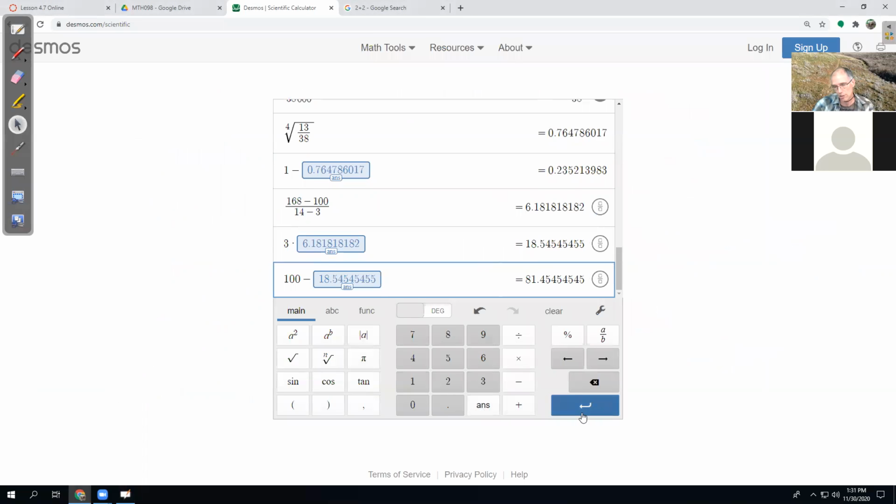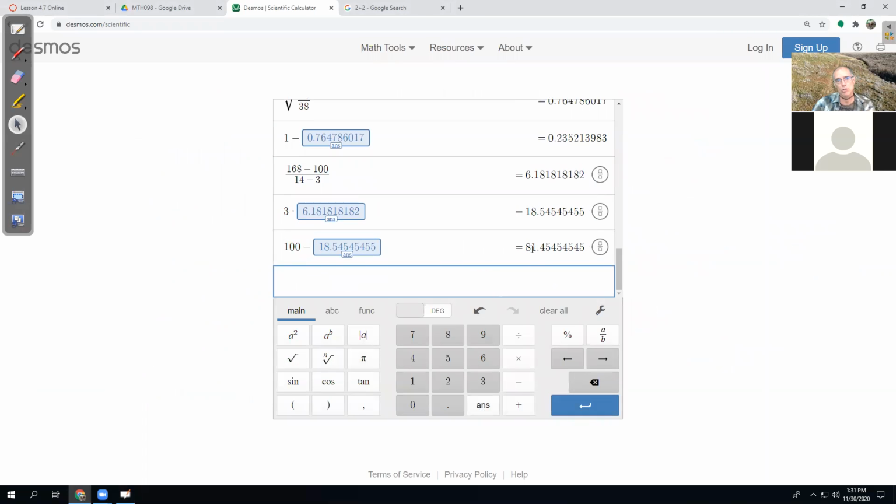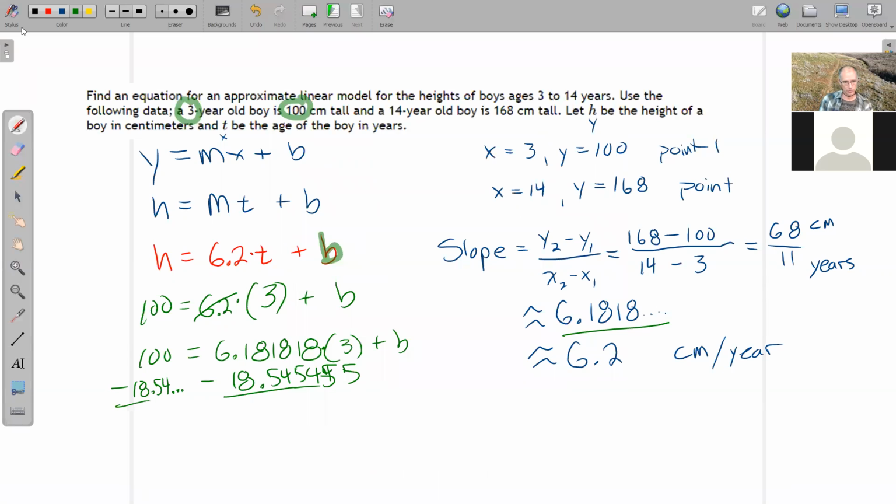And then I can round so I have less rounding error. Would it be a big deal in the end? We'll see in a sec. So I think the y-intercept to 1 decimal place is 81.5. Write that down.